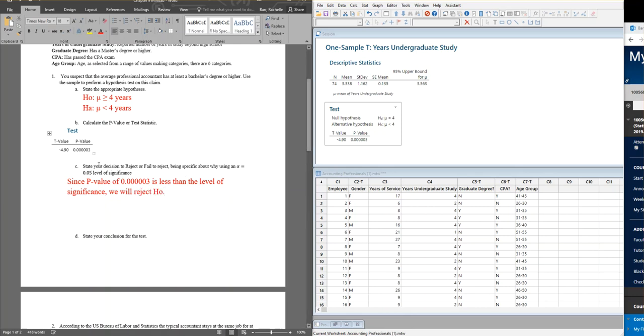All right, so that's how you do it with the p-value approach. You compare the p-value to the value of alpha. They're both probabilities. If the p-value is smaller, that means you have an unusual sample. It's evidence against your null hypothesis. You'll reject the null hypothesis.